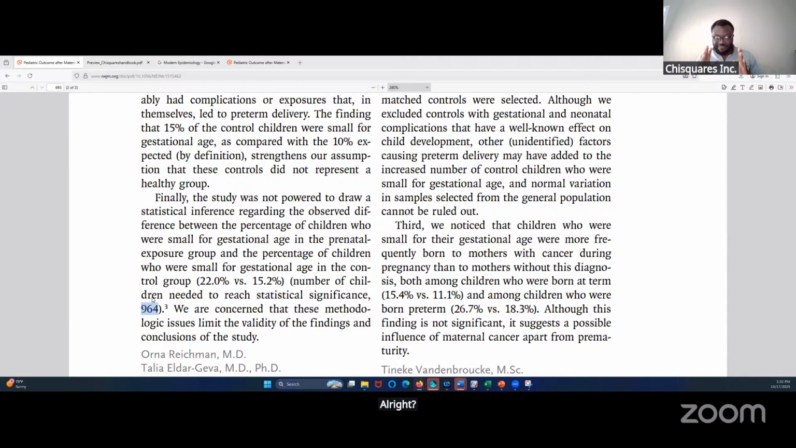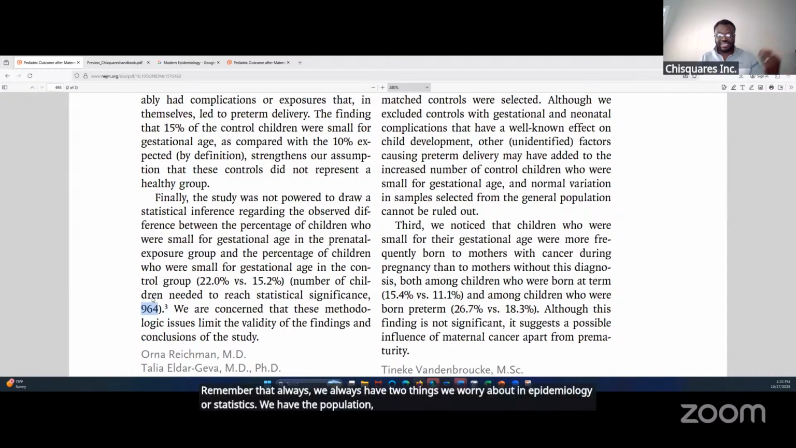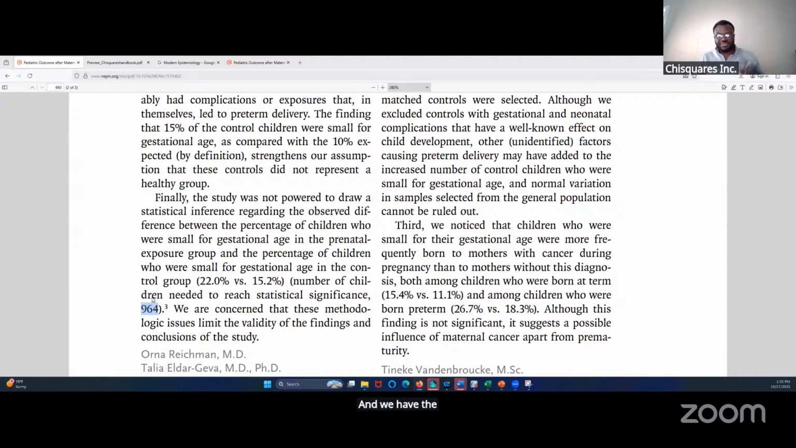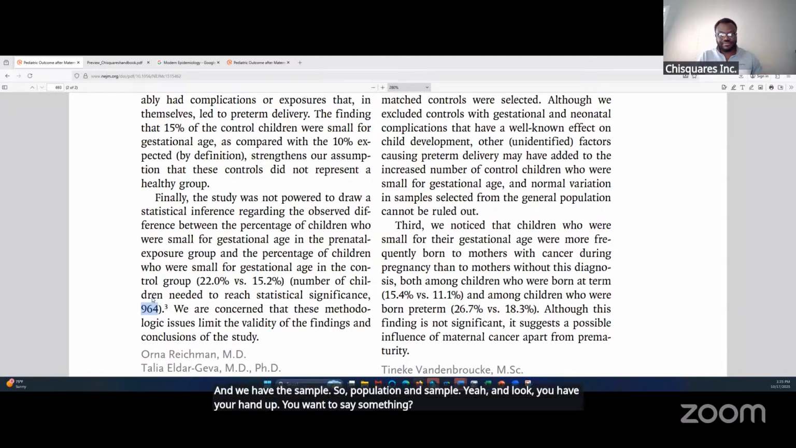But the major problem is that we cannot evaluate epidemiology or statistics based on the outcomes. It has to be based on hypotheses that are derived ahead of time based on population statistics. Remember that we always have two things we worry about in epidemiology or statistics: the population and the sample. Yeah, Enoch, you have your hand up. You want to say something?